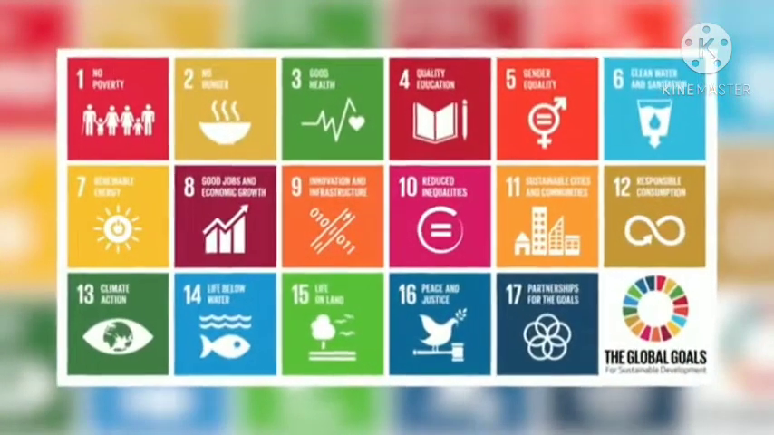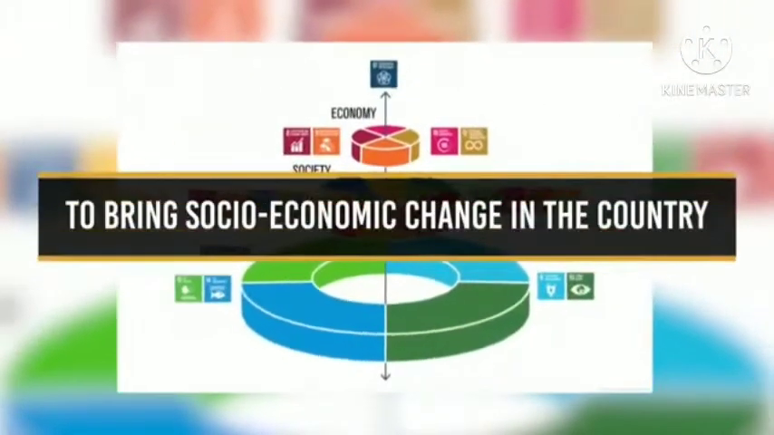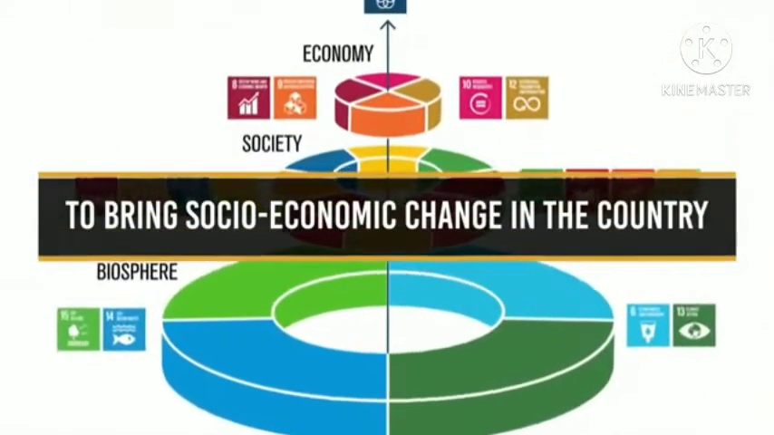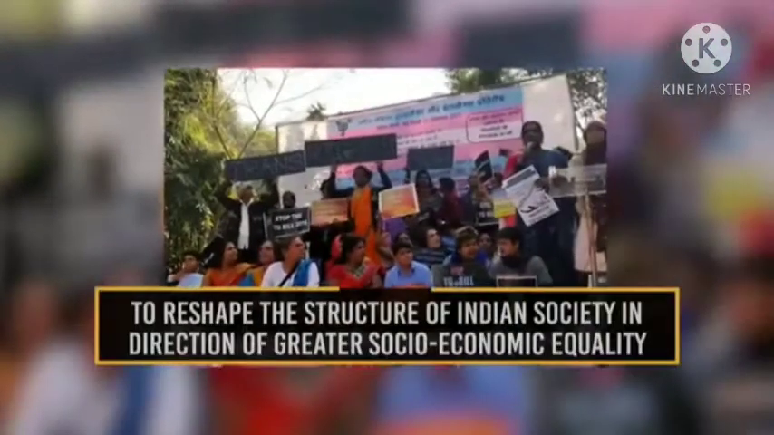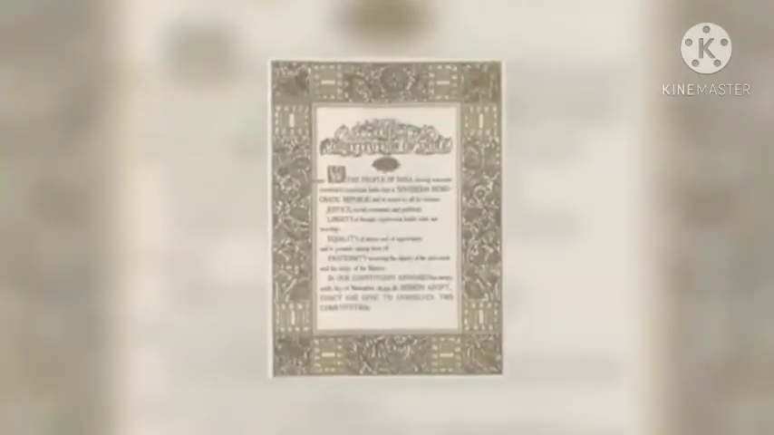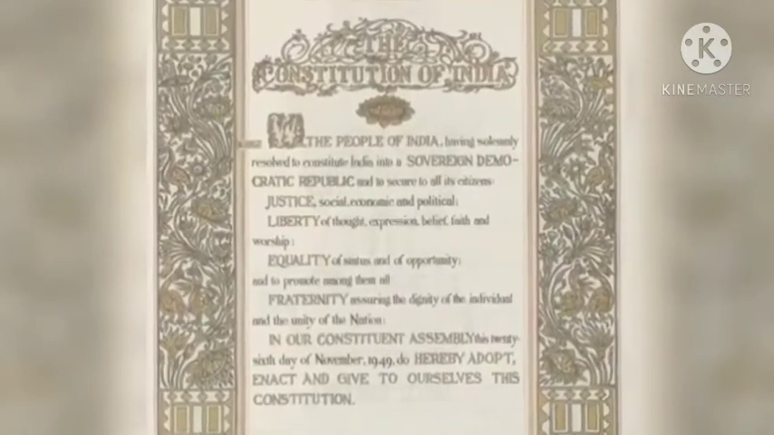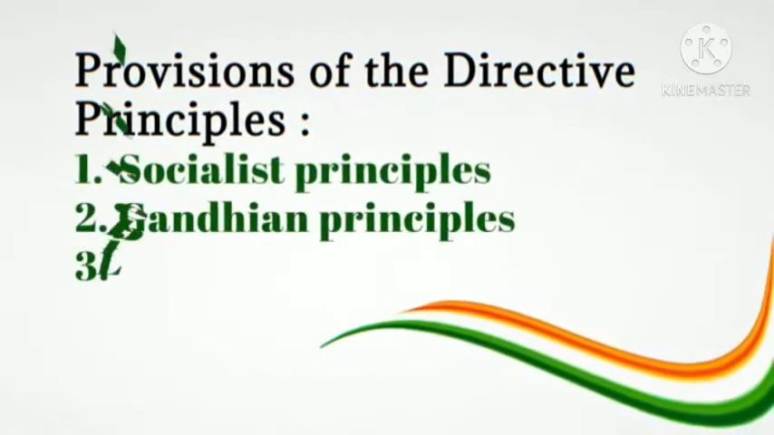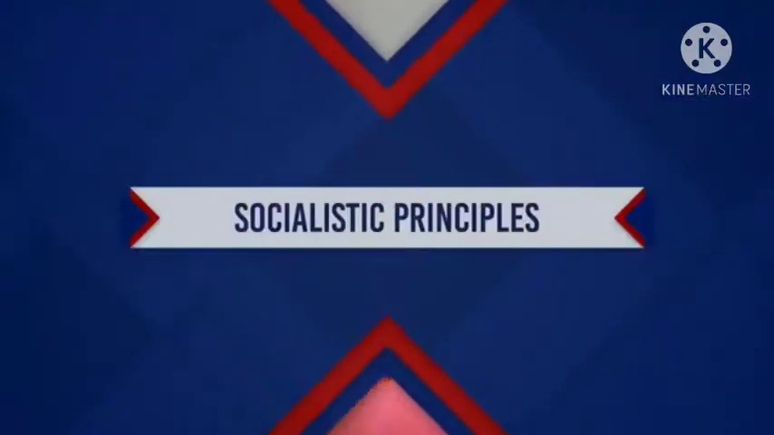The basic aim of the DPSP is to set up social and economic goals to bring socio-economic change in the country, to fulfill the basic needs of the common man, to reshape the structure of Indian society and in the direction of greater socio-economic equality. The Constitution of India broadly classified directive principles of state policy into socialist principles, Gandhian principles, and liberal intellectual principles.